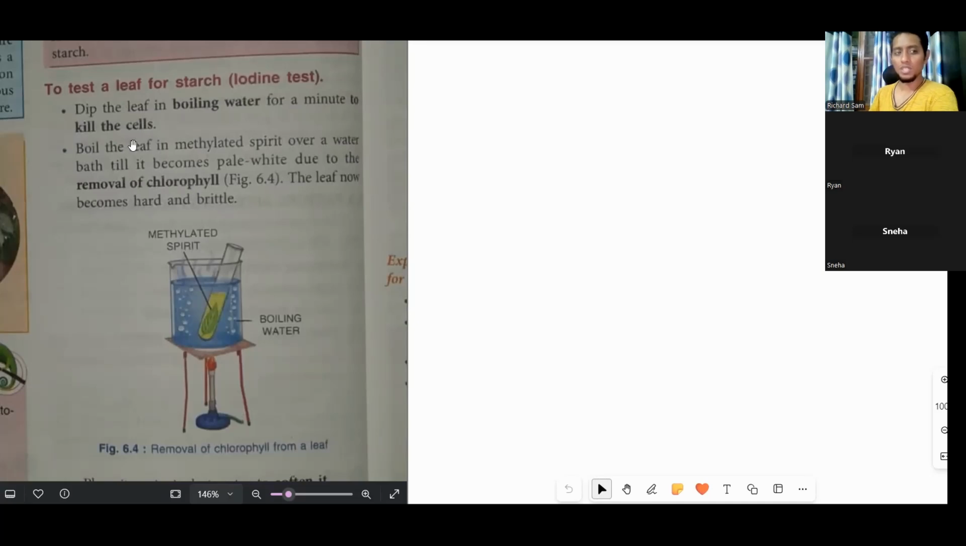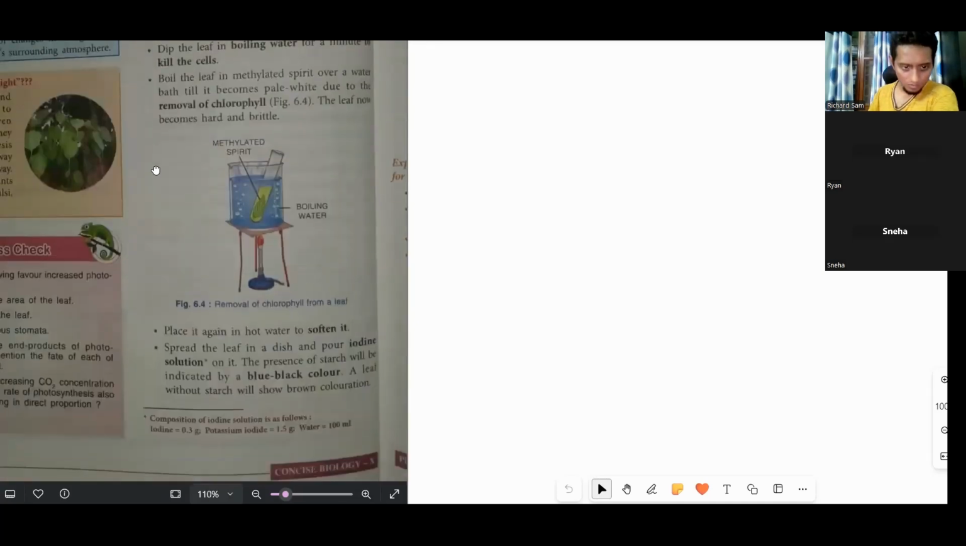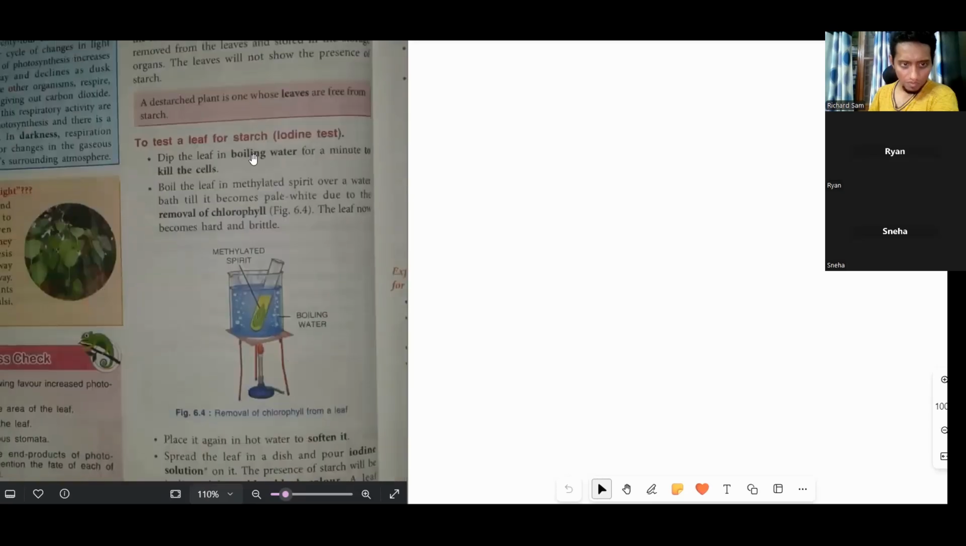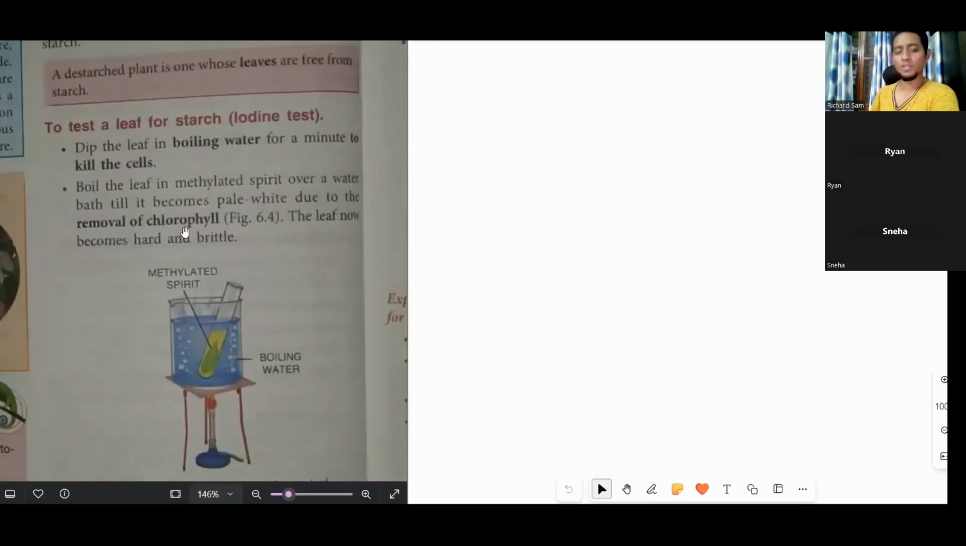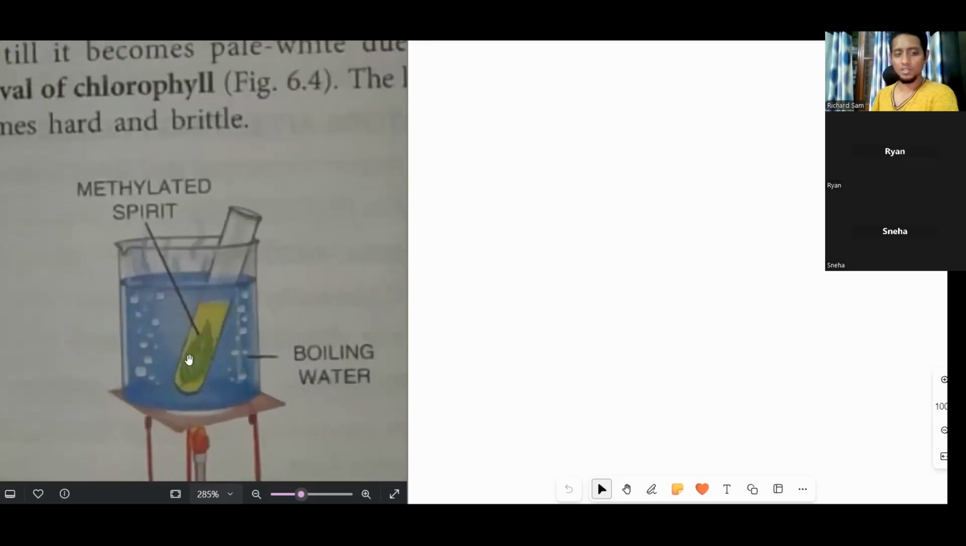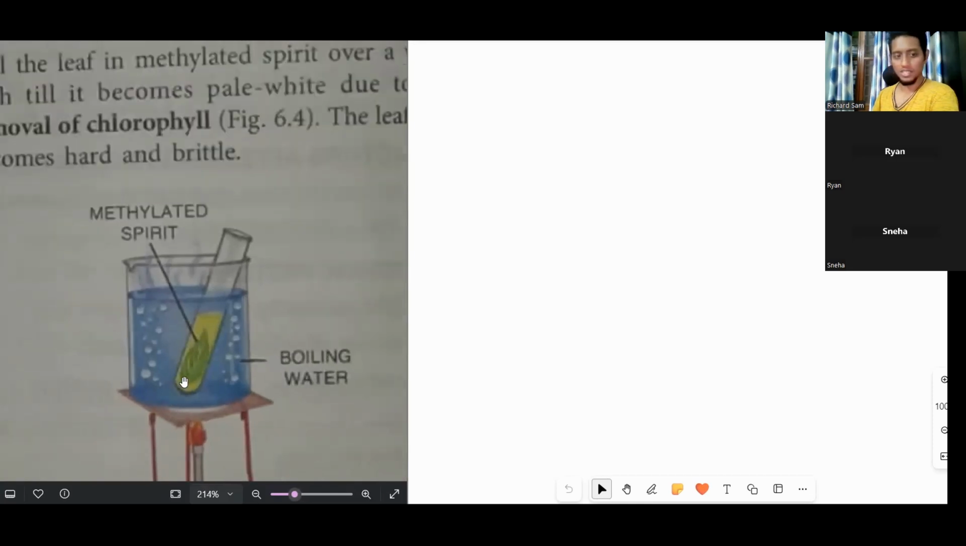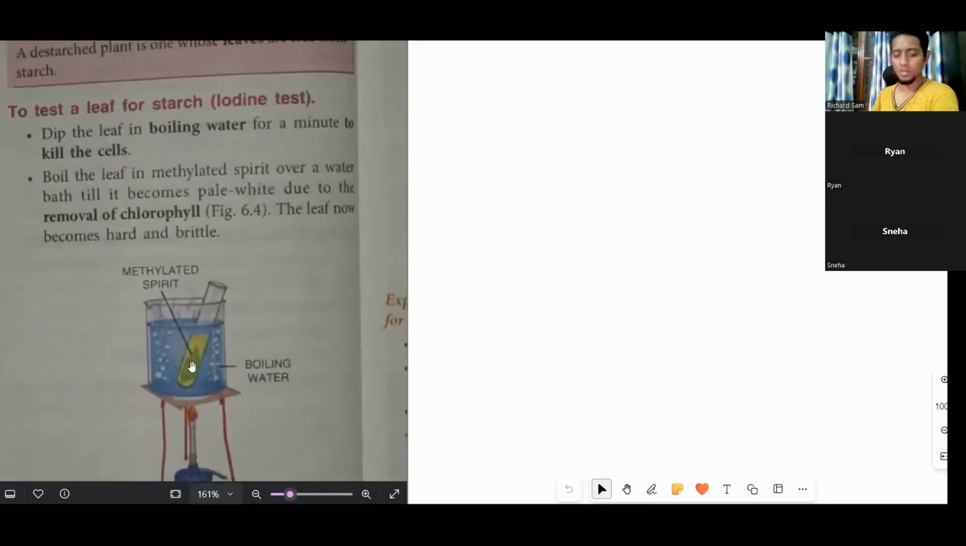Then to remove chlorophyll, what are they doing? Boiled the leaf in methylated spirit. So it's like this. In a test tube, you take methylated spirit, put the leaf inside that, and then put the test tube inside boiling water. So you're not directly boiling the spirit. Okay, so this is called a water bath, when you have a liquid inside another liquid.